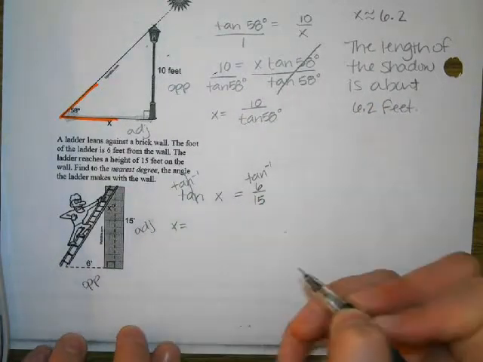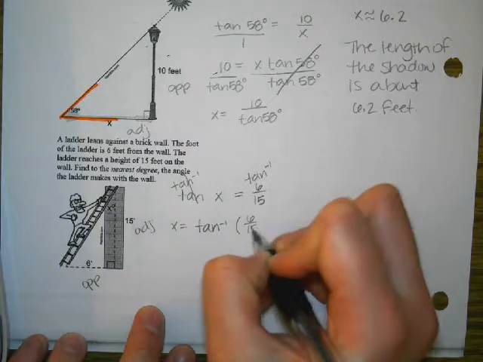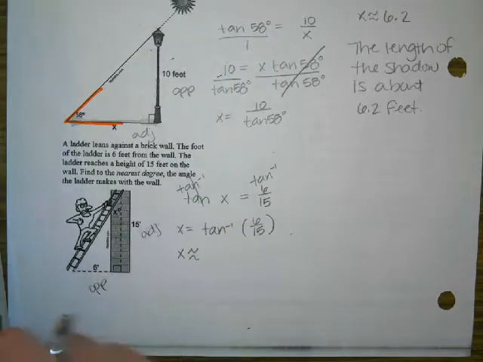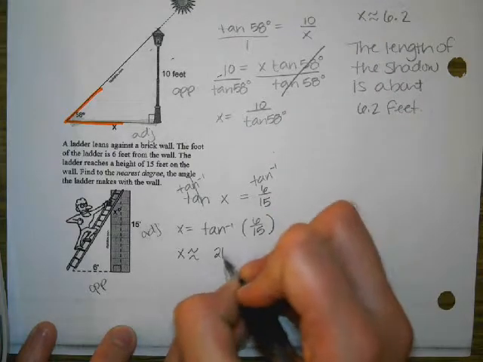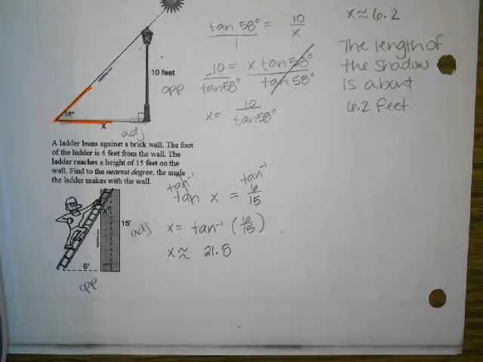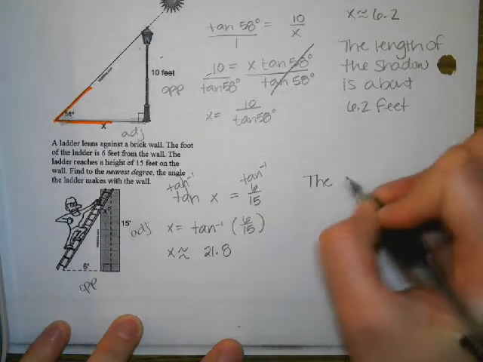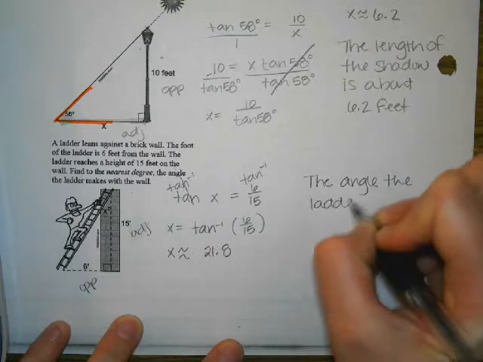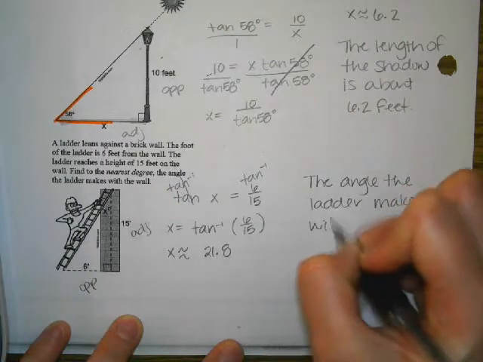So x equals, if we're going exact, tan inverse of 6 over 15. If we're going approximate, what do we get? 21.8. And then when we write our sentence, what should we say? The angle the ladder will make with the wall is about 21.8. So the angle the ladder makes with the wall.